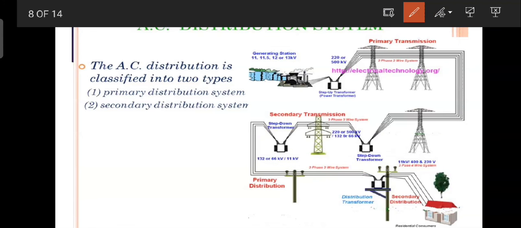Okay, so there is a generating station of 13 kV, 11.5 kV, 12 kV or 11 kV as per the generating capacity, and that can be converted by the step-up transformer or power transformer. For high voltage supply, we use the step-up transformer. That step-up transformer steps up our low voltage to high voltage, that is from 220 kilovolt to 500 kilovolt.